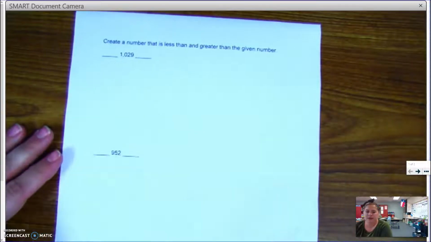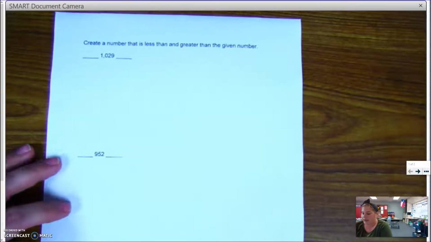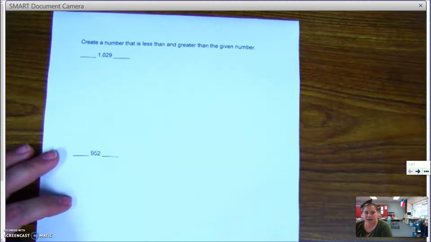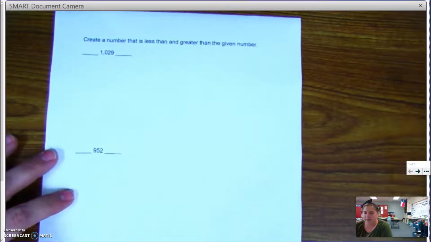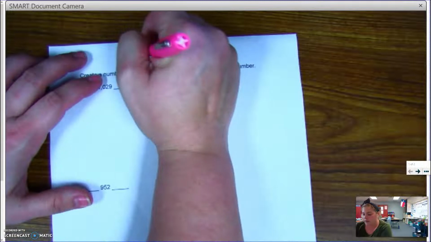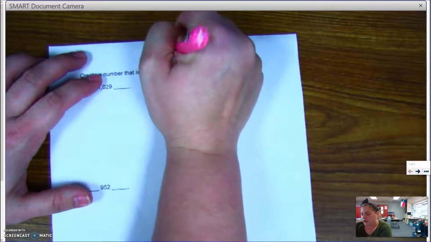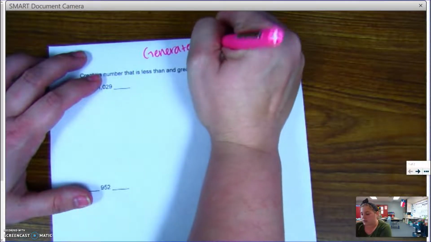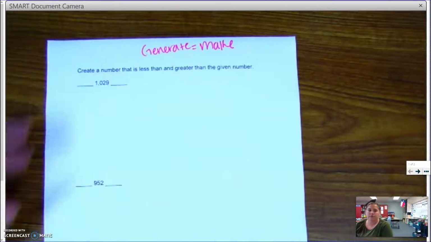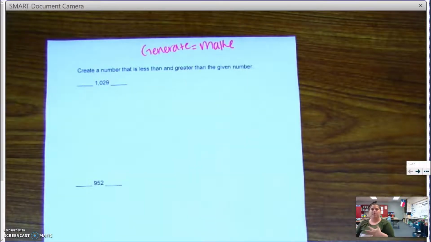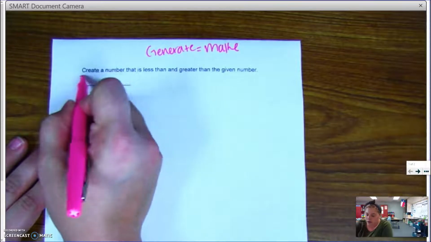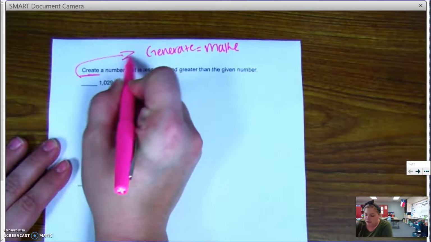Hey boys and girls, today we're going to talk about generating a number. And we've talked about generating several times this year. Remember, generate means to make. So I'm going to write that down. Generate equals make. So when we generate a number, we're just making a number or creating also.